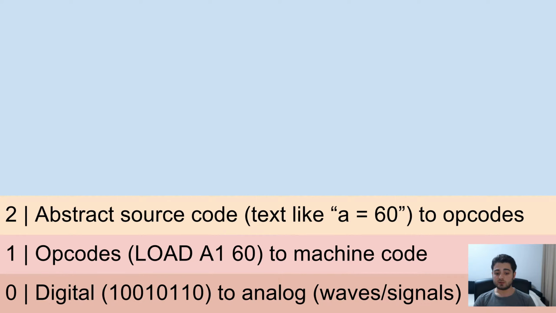So it would convert it to something like load 60 into the register A1, and that thing would be converted into 1001, 0110. By the way, all this text and all these numbers, they're just made up, right? They're just for illustration purposes. So there were a lot of cool things about this approach.